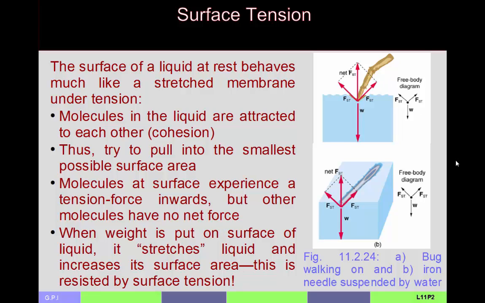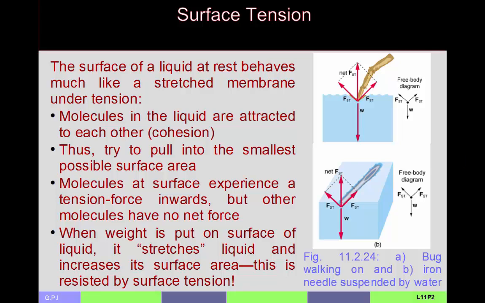And so if you put some weight on the surface, it can stretch the liquid a little bit, thereby increasing its surface area. And that increase in the surface area is then resisted by surface tension. So you have a weight that's trying to make the area larger. You have cohesion, which results in surface tension, which is trying to make the area smaller.